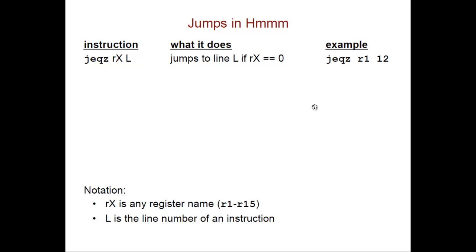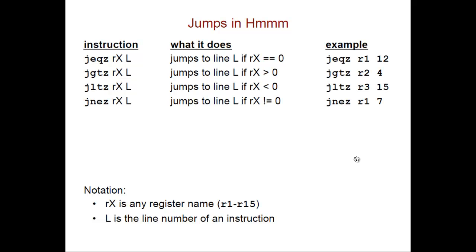So for example, you might have something like JEQZ R1 12. And if the value of R1 is 0, we would jump to 12, otherwise we would just go on to the next statement. And there are similar conditional jump statements for other types of conditions: greater than, less than, not equal to. They all compare to 0 though, right? So we're just looking at the contents of a single register and seeing how that value compares to 0.